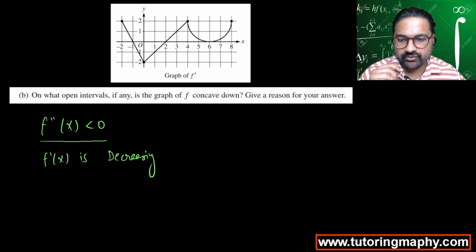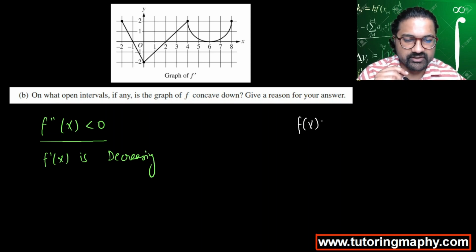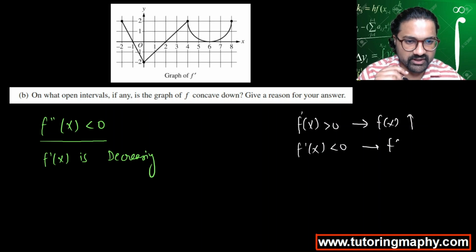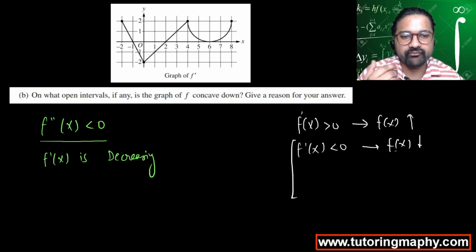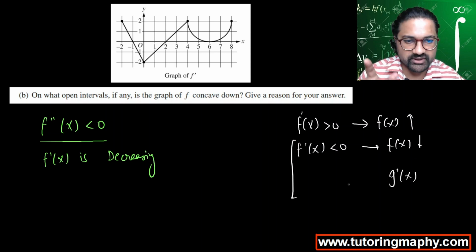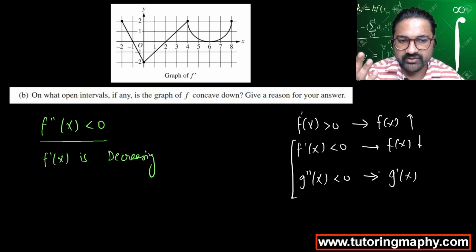So I'm going to write this over here, and we're going to draw an analogy. If f prime is positive, it means that the function is increasing. If f prime is negative, it means that the function is decreasing. So if f is a new function, let's say g prime, obviously this will be its derivative, which is g double prime. So can we say that if g double prime is negative, g prime is decreasing?